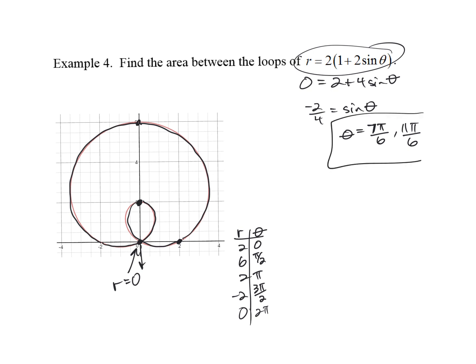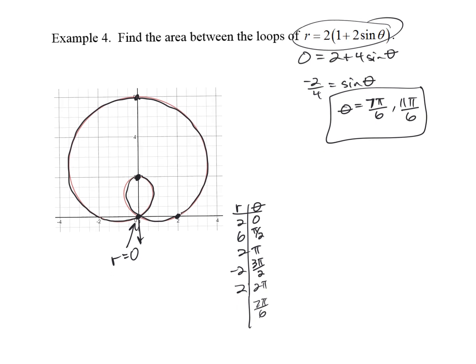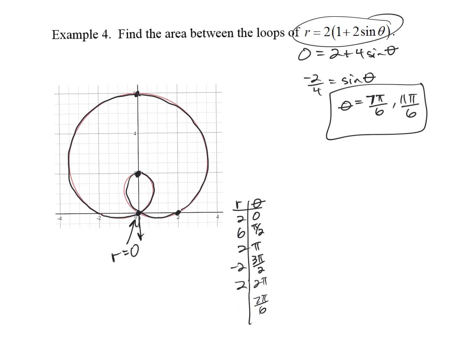Now I know that at 7 pi 6 and 11 pi 6, it hit, whoops, this was supposed to say 2 on it, sorry. Let me change that. I'm back to 2 there, not 0. At 7 pi 6 and 11 pi 6, I am at 0 radius. So these could be on there too. They fit in between here.